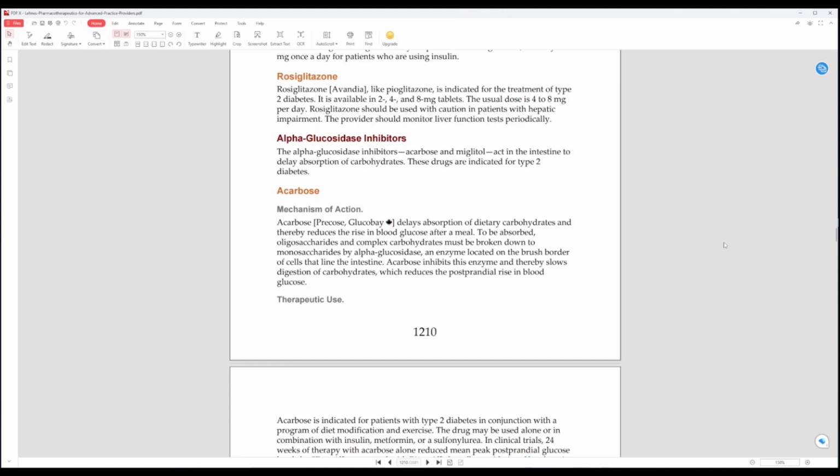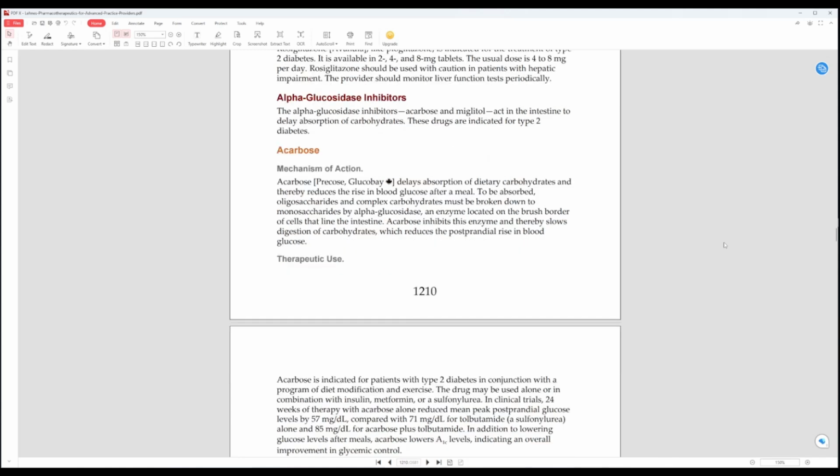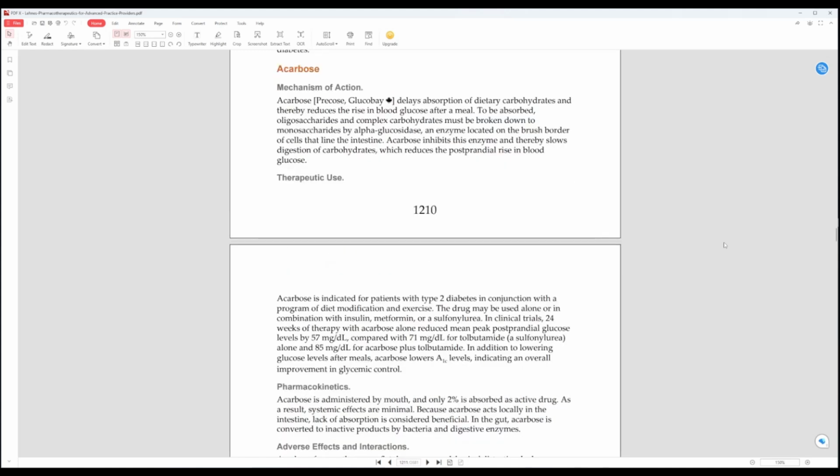Your alpha-glucosidase inhibitors, which are acarbose and miglitol, act in the intestine to delay absorption of carbohydrates. These drugs are indicated again for type 2 diabetes. Starting with the first, acarbose. Acarbose, or Precose, delays absorption of dietary carbs and thereby reduces the rise in blood glucose after a meal.